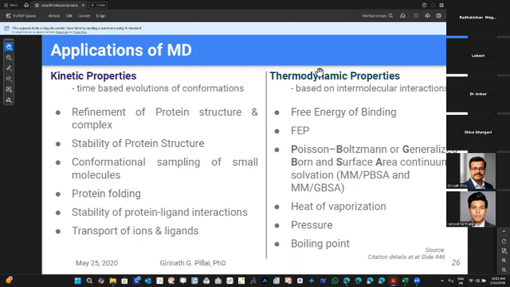And the other application is thermodynamic properties, which is based on intermolecular interaction. So free energy binding, FEP, then again PBSA and MMGBSA, those things, right? So PBSA and MMGBSA, the heat of vaporization, pressure, and also the boiling point.